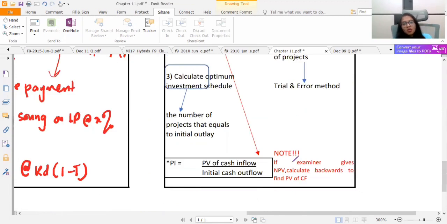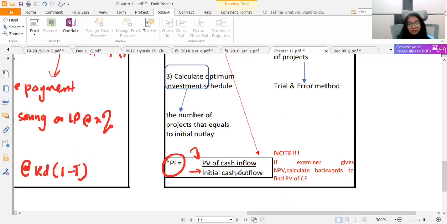PV of cash flow over initial investment. This is your PI. Okay, sorry for that. The formula for profitability index is PV of cash flow over initial investment. So what are you actually calculating? Cash inflow divided by the investment that you put in.